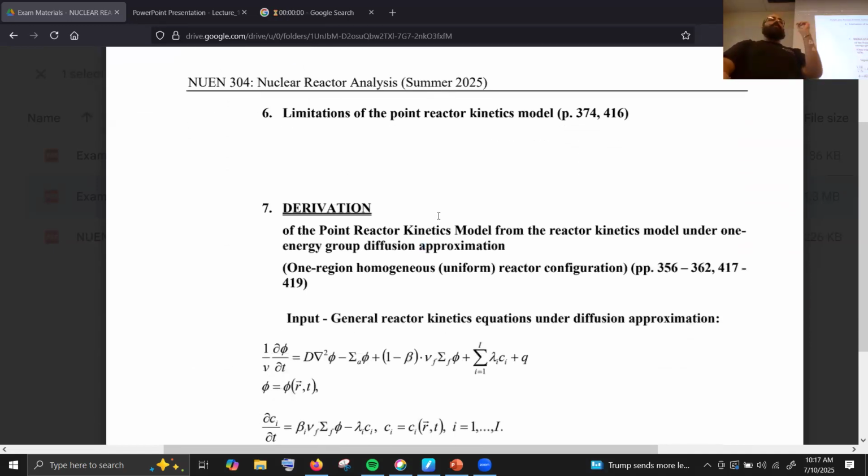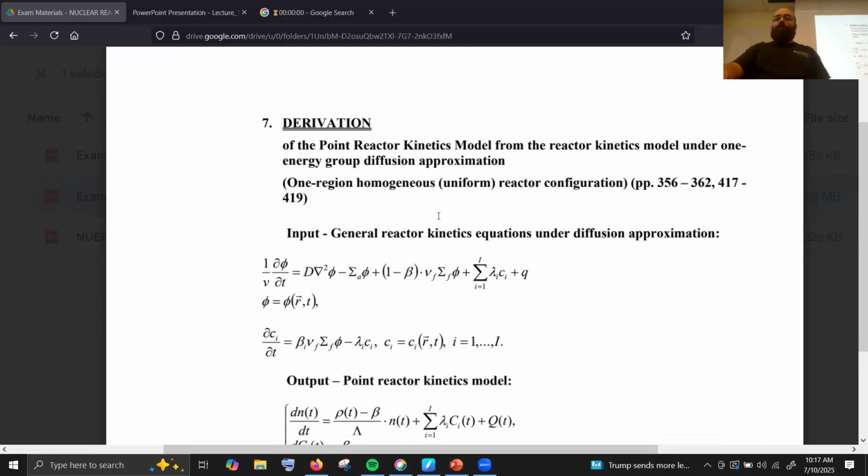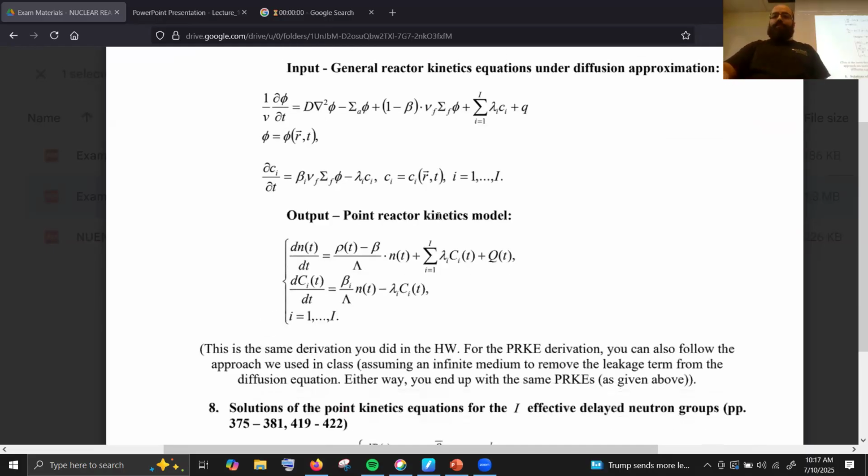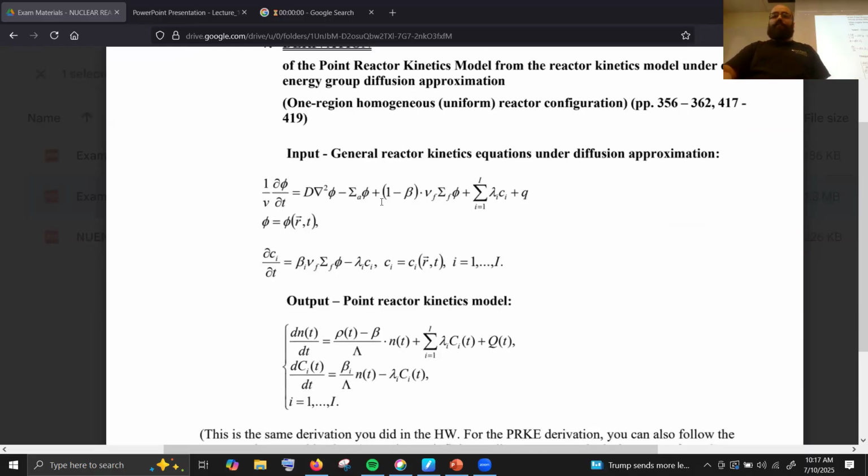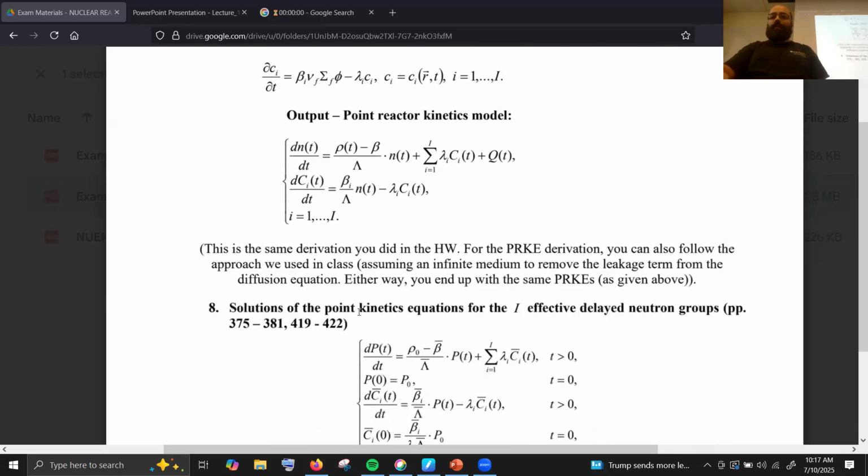We should be familiar with how to derive that as well as the limitations of that model. This is talking about what the inputs for that derivation would look like and what the outputs would look like.